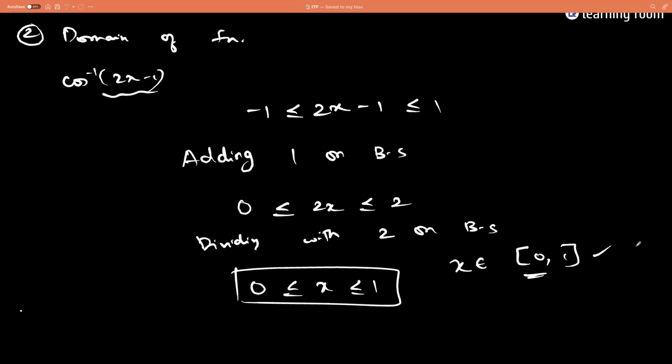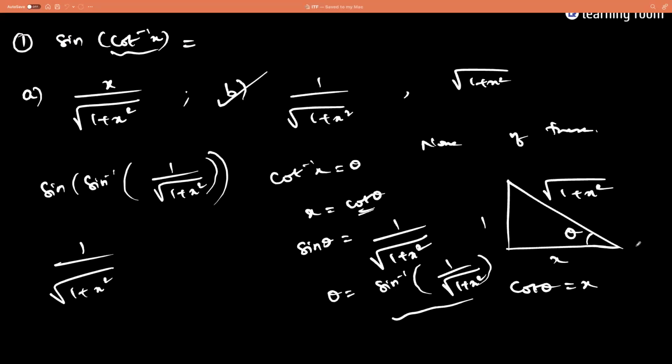Sir, can you show the previous slide? Yes, sir. Any doubt? Sir, if we change the 1 and x of the adjacent and the opposite, it will remain the same, right? Then you should take the value of theta like this. Because cot inverse x, I'm taking it as theta, so x is cot theta. What is the basic definition of cot? Adjacent by opposite. So adjacent should be x. Okay, sir.